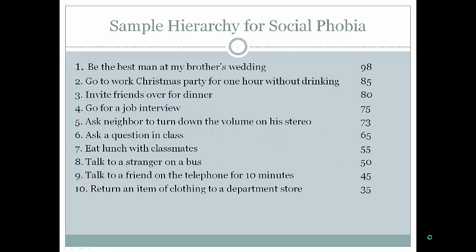So here's a sample hierarchy for social phobia. 1, be the best man at my brother's wedding. 2, go to a Christmas party for 1 hour without drinking. 3, invite friends over for dinner. 4, go for a job interview. 5, ask neighbor to turn down the volume of the stereo. 6, ask a question in class. 7, eat lunch with a classmate. 8, talk to a stranger on a bus. 9, talk to a friend on the telephone for 10 minutes. And 10, return an item of clothing to a department store. So you see that this person has various rankings on their SUDS scales.